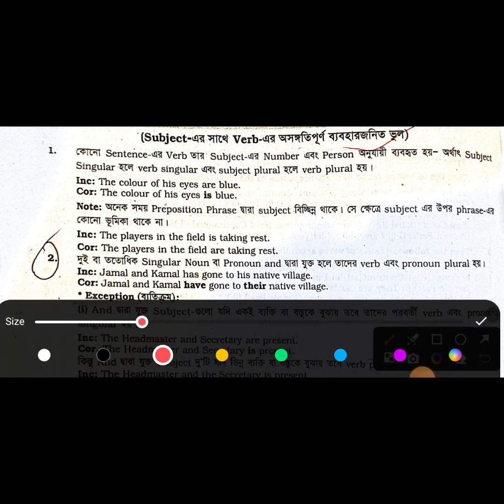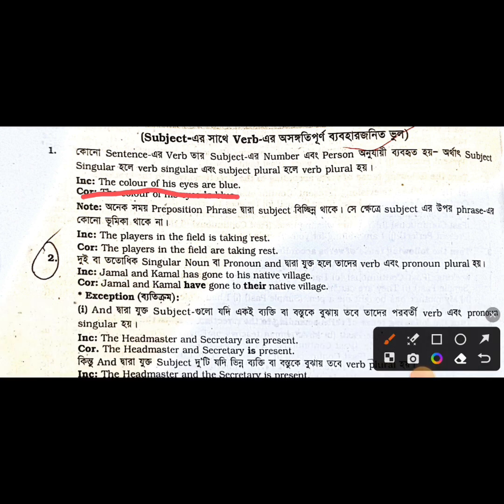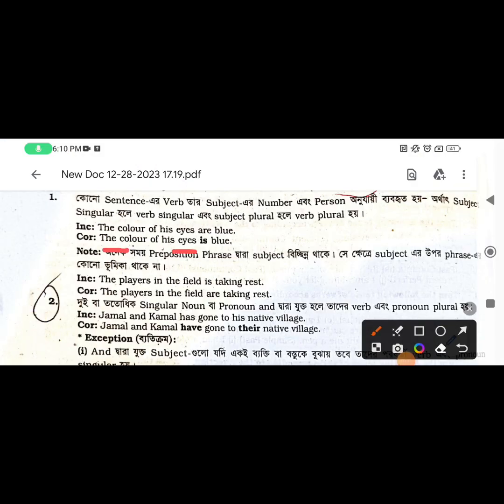But there is also a point that if there are two subjects in a sentence where a preposition is used, then the subject before the preposition decides the verb. For example, the color of his eyes are blue. It is the incorrect one. Two subjects: the color is a subject, and his eyes is also a subject. But the preposition is here. So we have already learned that according to the subject before the preposition, the verb will be used.